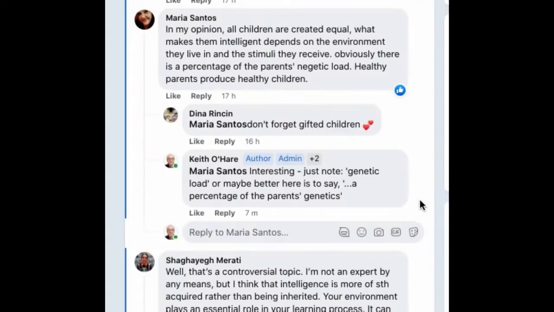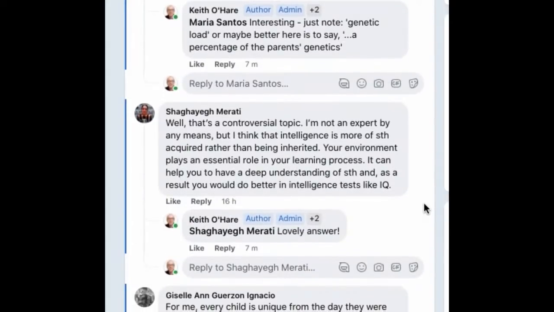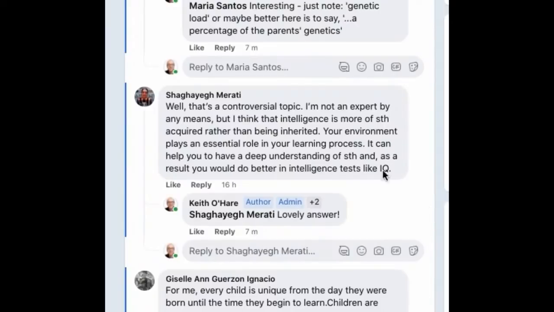Well, is everybody equal, or are some more equal than others, as George Orwell said, or are some actually more gifted? Well, Shagyada goes on to say, well, that's a controversial topic. Lovely. What a nice way to begin. That's a controversial topic. I'm not an expert by any means, but I think, straight out of my video, that is superb language. Intelligence is more of something acquired rather than inherited.